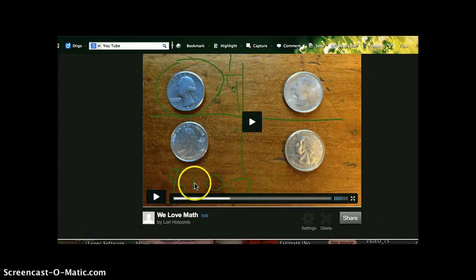So I would say this student demonstrated a pretty good understanding. He was able to show us that 1/4 is 1 of 4 equal parts, that 4 quarters equal $1. The only thing I would have added is I would have liked to have seen him write that 1/4 is equal to 25 cents, but I was pretty happy with this.